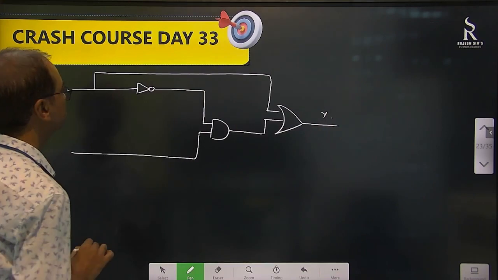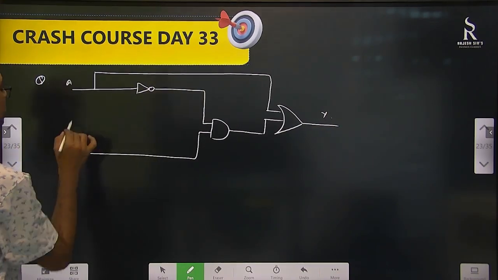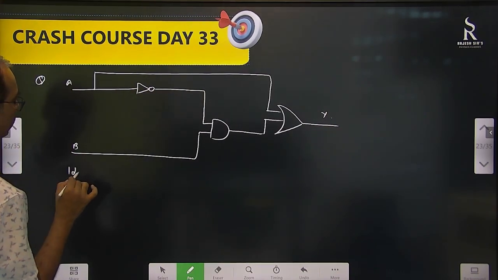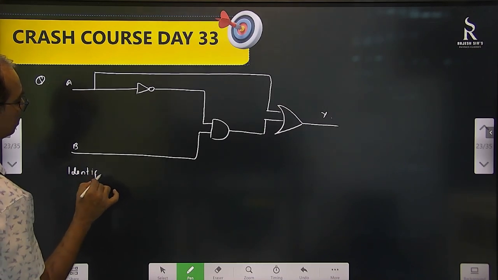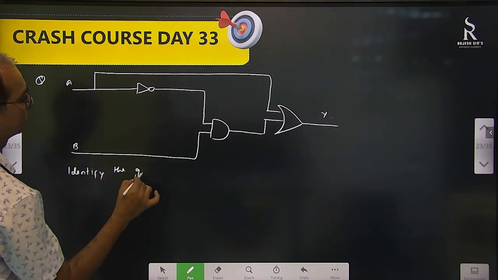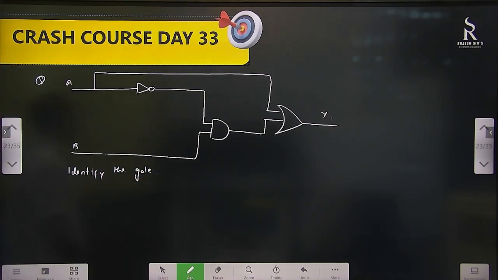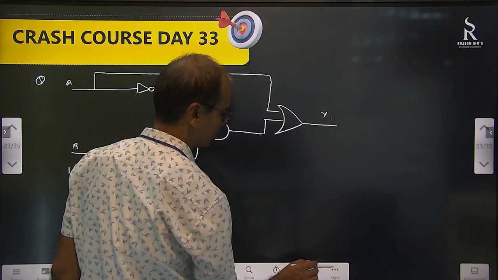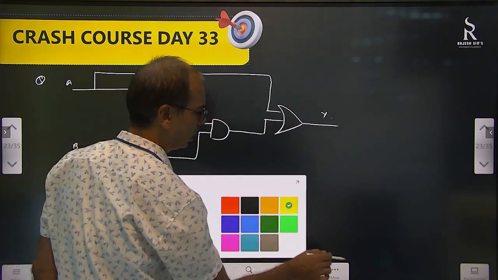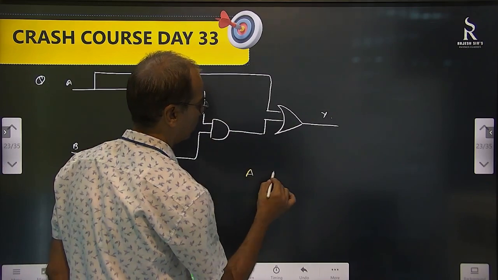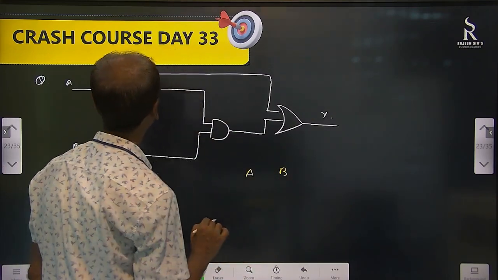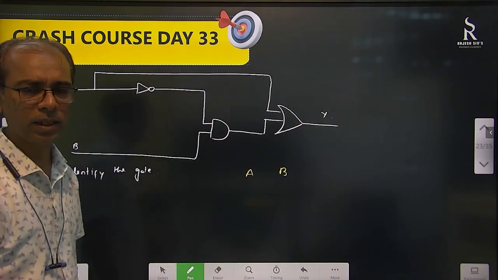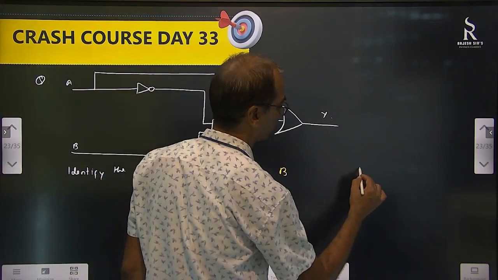We have to identify which gate is this. This is A and this is B. Identify the gate. Identify the gate. That is the question for you. Okay. So what we have to do now? Simple it is. Just make a truth table. Nothing else we have to do in this particular logic gates. Okay. Make the truth table. Make it here A. Make it here B. And then in between what is it? In between, if it is more required, we'll make. And finally Y.